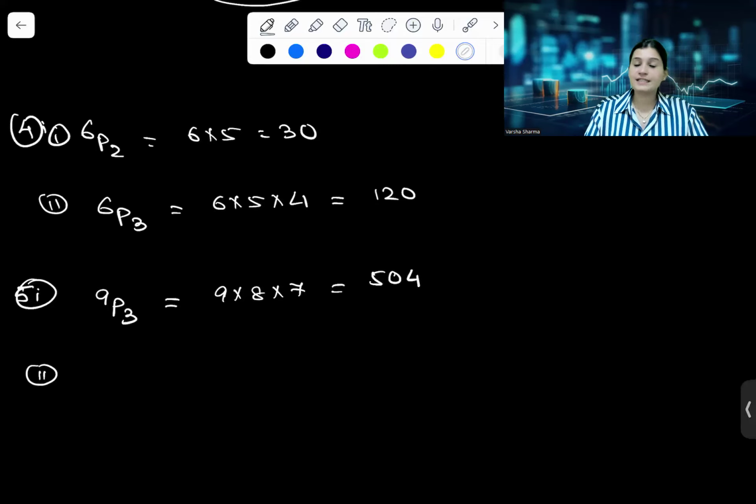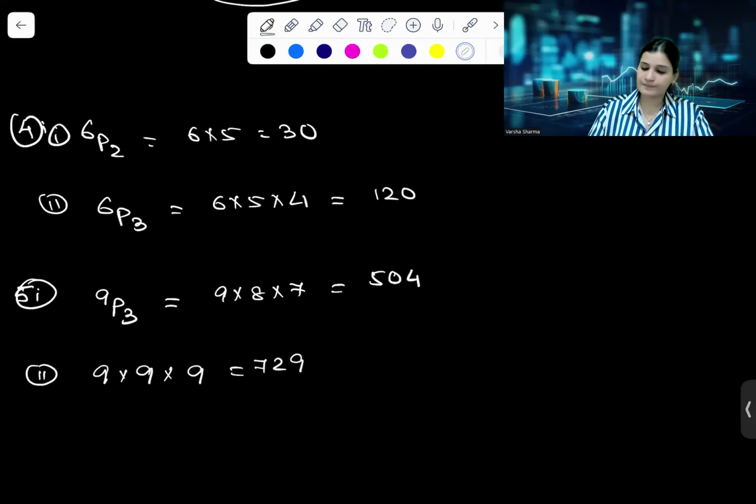Second, digits can be repeated. If the digits are allowed to be repeated, no permutation, no combination. It's normal common sense. So the first place can be filled in 9 ways. The second place can be filled in 9 ways. The third place can be filled in 9 ways. So 729.